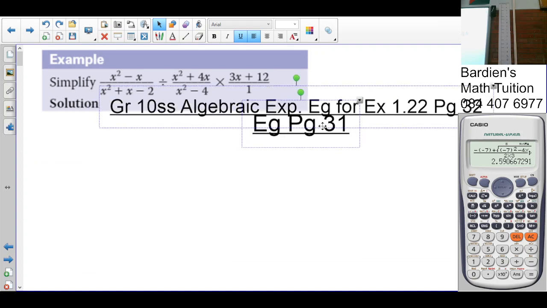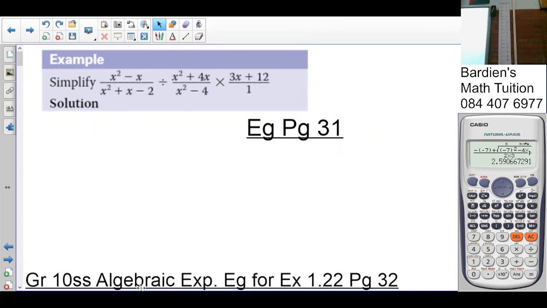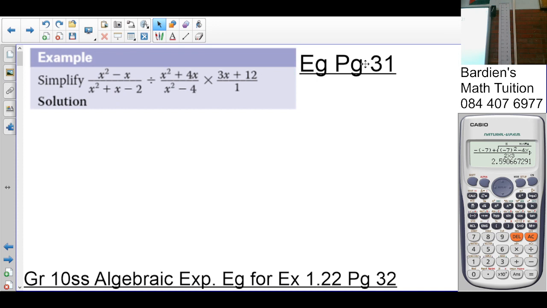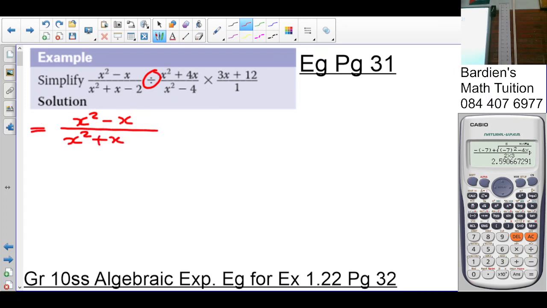The example on page 31, example 4. Where do I start here? Tumble and times. Let's start with tumble and times. So that's going to give us x squared minus x over x squared plus x minus 2 times. That goes up, the others come down. So it's x squared minus 4 over x squared plus 4x times 3x plus 12 over.